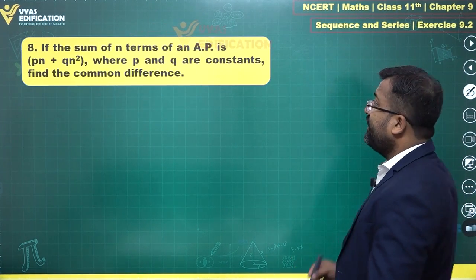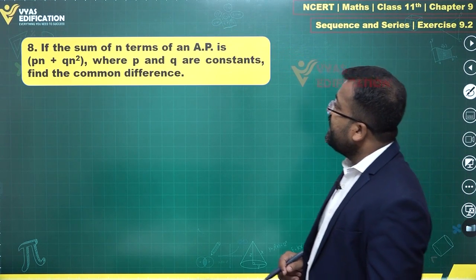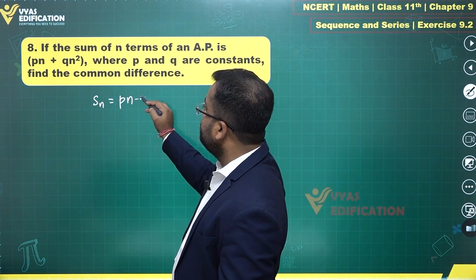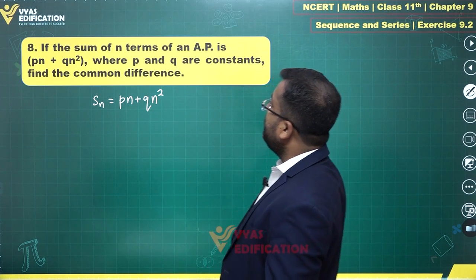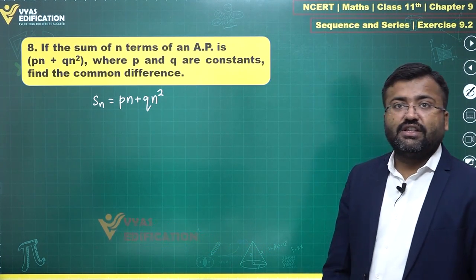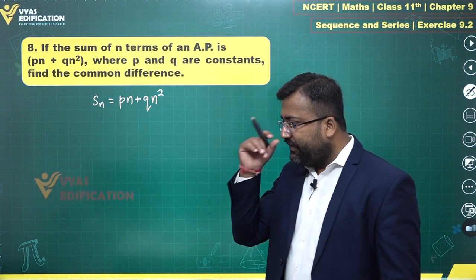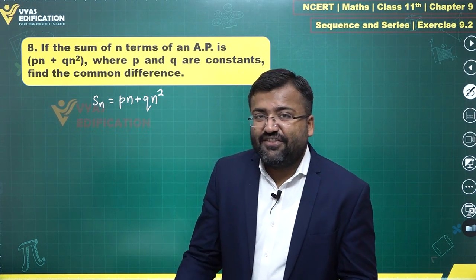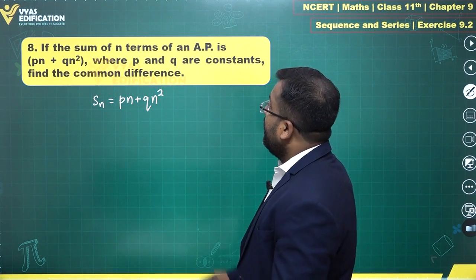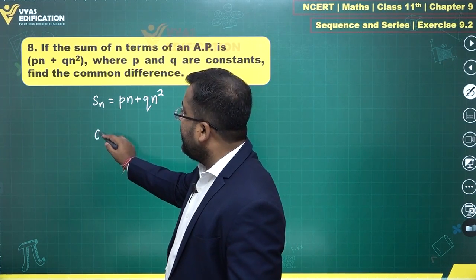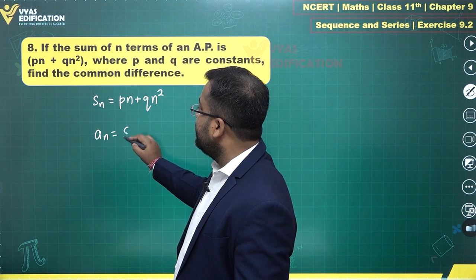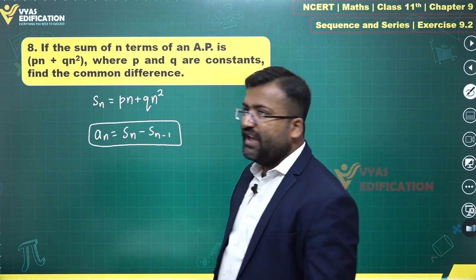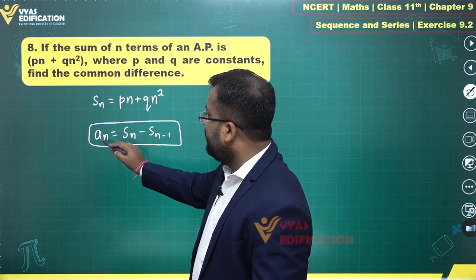In the 8th question, we are given if the sum of an AP is Pn plus Qn square, sum of n terms, Pn plus Qn square, where P and Q are constants, find the common difference. How will we find the common difference? So, common difference can be found if you know first of all An, you can easily get A1, A2, and the difference of A1, A2 will be the common difference, right? And if you know Sn, can you find An at any point of time? Yes, An is Sn minus Sn minus 1. This is an important formula which is true in general for any series for that matter. It is true for AP as well.